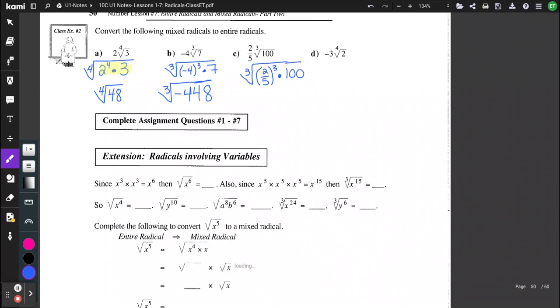Now I'm going to grab my calculator, and he's going to show us what to do on that one. So with our calculators, we're going to type this in.